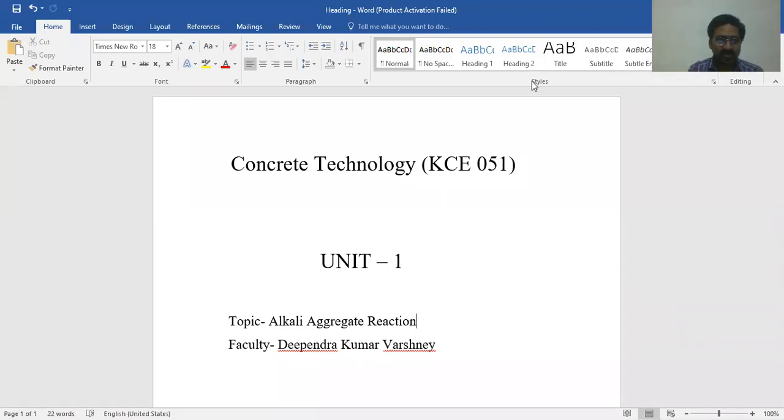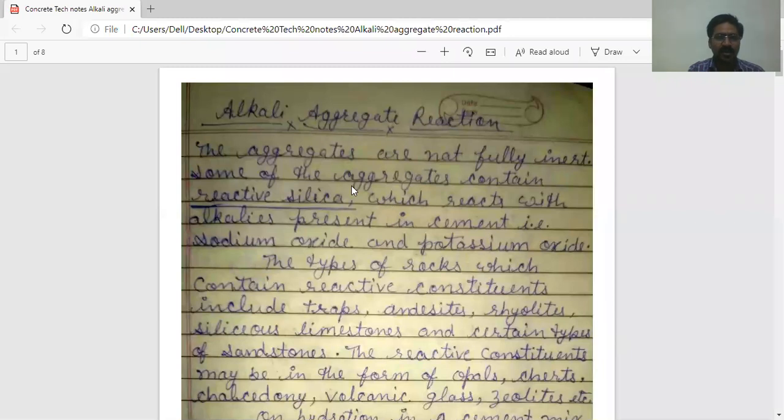Today's topic is alkali aggregate reaction in concrete. In alkali aggregate reaction, the aggregates are not fully inert. Actually, some of the aggregates contain reactive silica, which reacts with alkalis present in cement in the form of sodium oxide and potassium oxide.